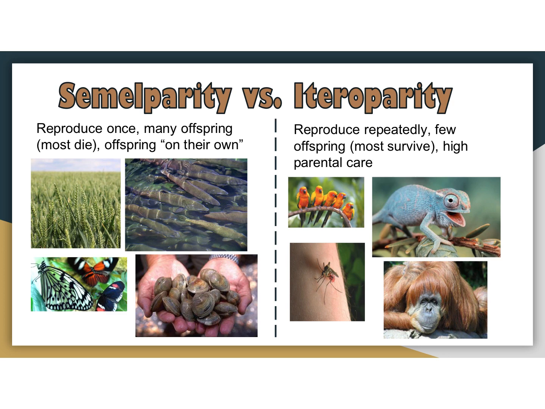Examples of that: salmon. You guys know once salmon spawn, they die. Butterflies, most plants like wheat, and then clams as well. That's called semelparity. The opposite of that is iteroparity.